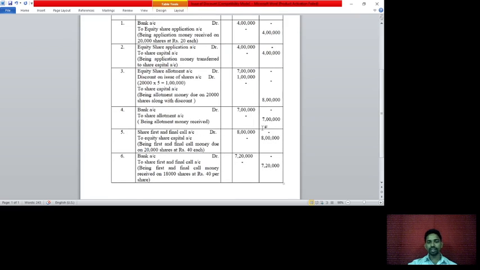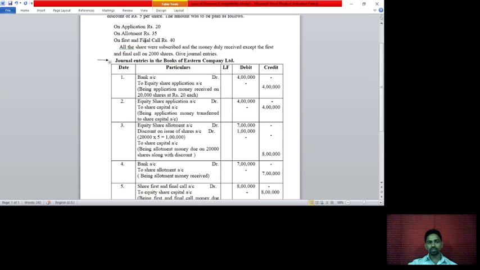Now this 8 lakh is mentioned, but how much they received, we will see. They mentioned here, all the shares were subscribed and the money duly received except the first and final call on 2,000 shares. It means they did not receive it for these 2,000 shares, out of the 20,000 shares.